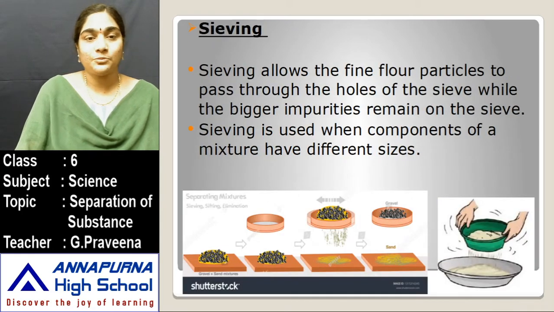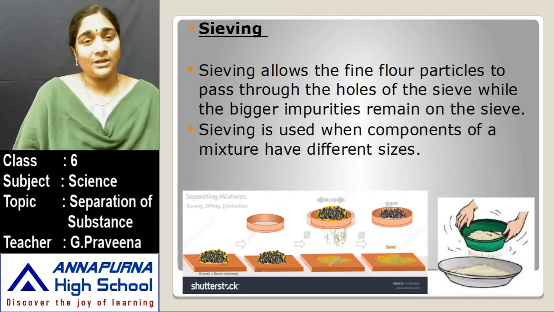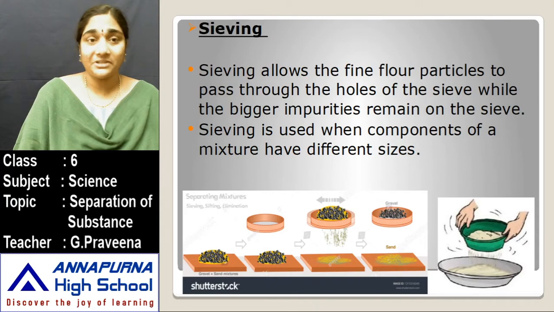And the next process of separation is sieving. Say your mother wants to prepare chapati for dinner. Before preparing it, what does she do? Mostly she takes the flour into a sieve and sieves it, in such a way that the fine flour particles pass through the holes of the sieve, while the bigger impurities which still remain in the flour stay on the sieve.